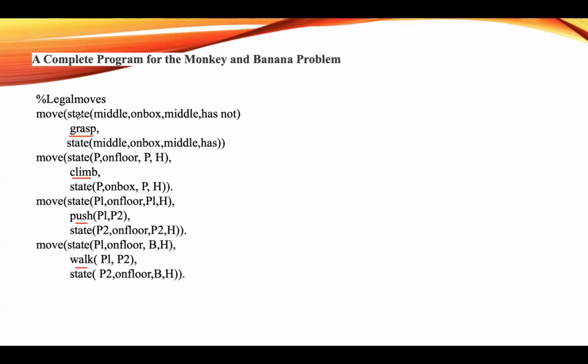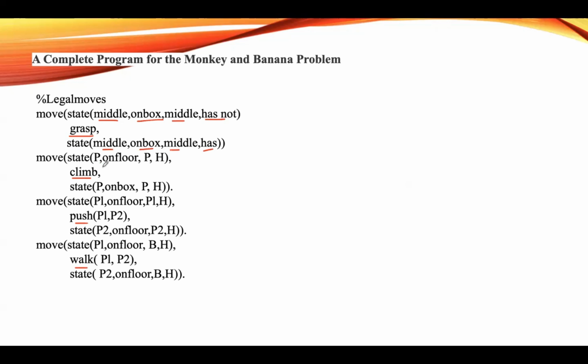Here the first state is: the monkey is at the middle of the room, and it is on the box, and the box is at the middle of the room, and it is not having the banana. Then in that case, execute this grasp move. Now the position of the monkey: after executing this move, the monkey is still at the middle of the room, on the box, at the middle, and it is having the banana.